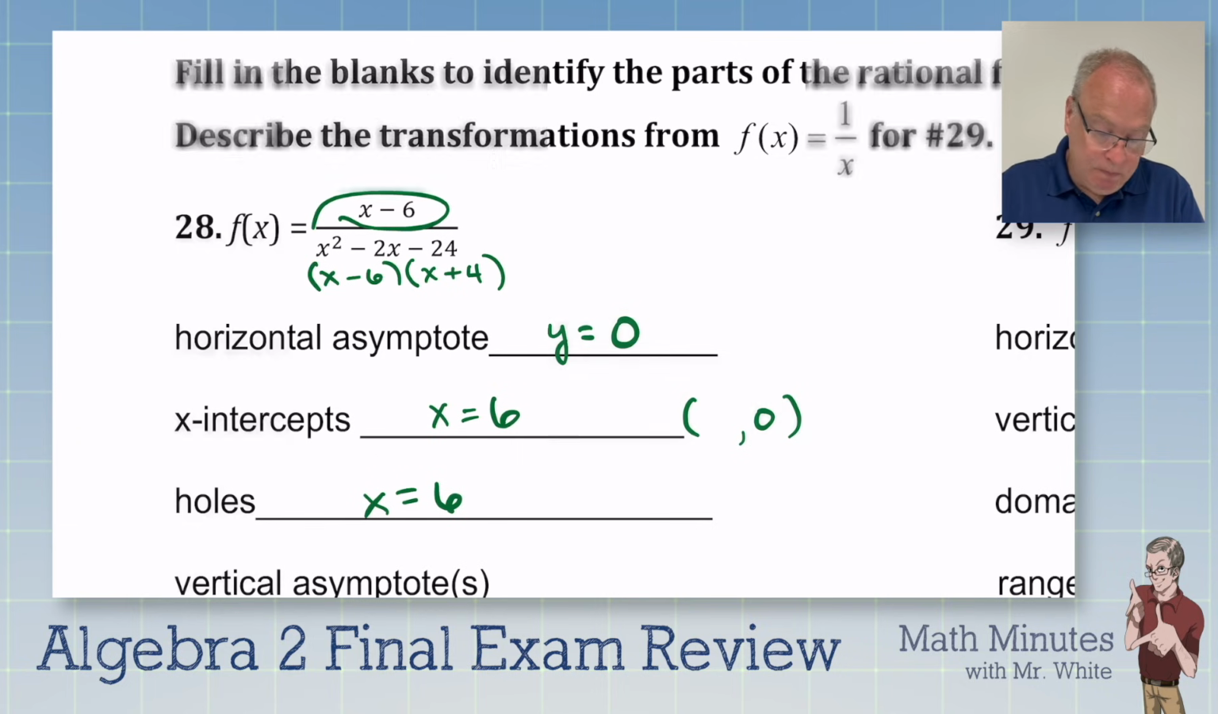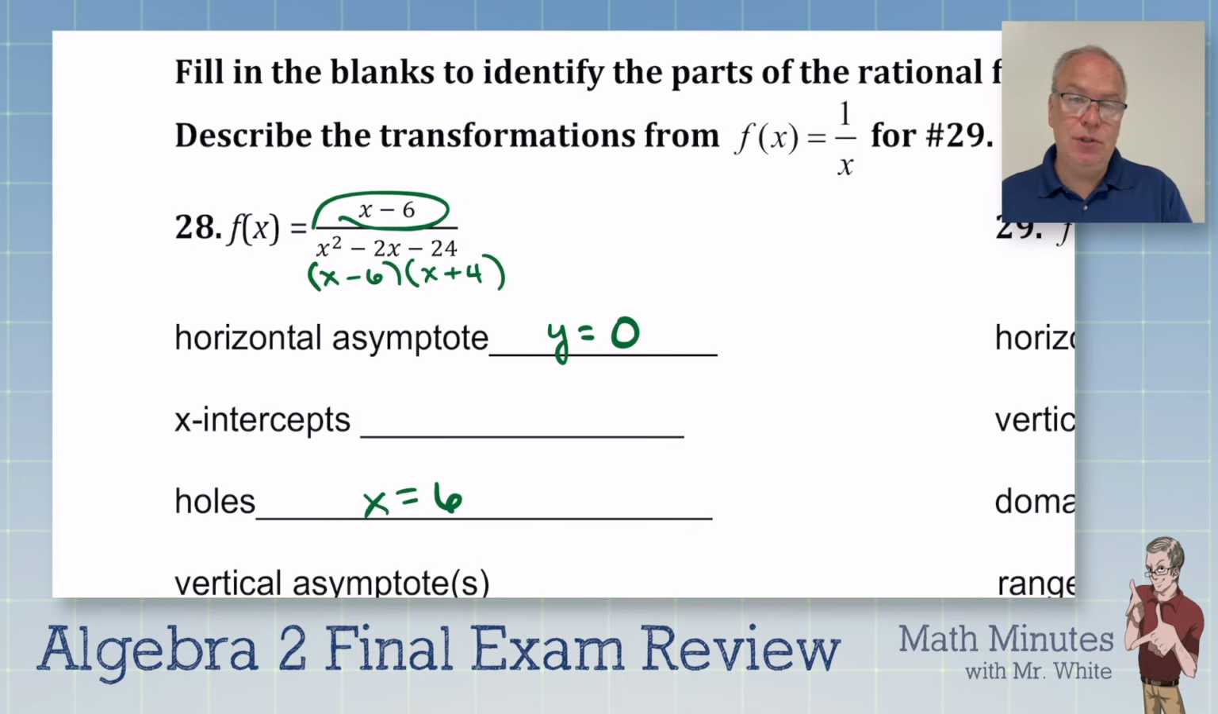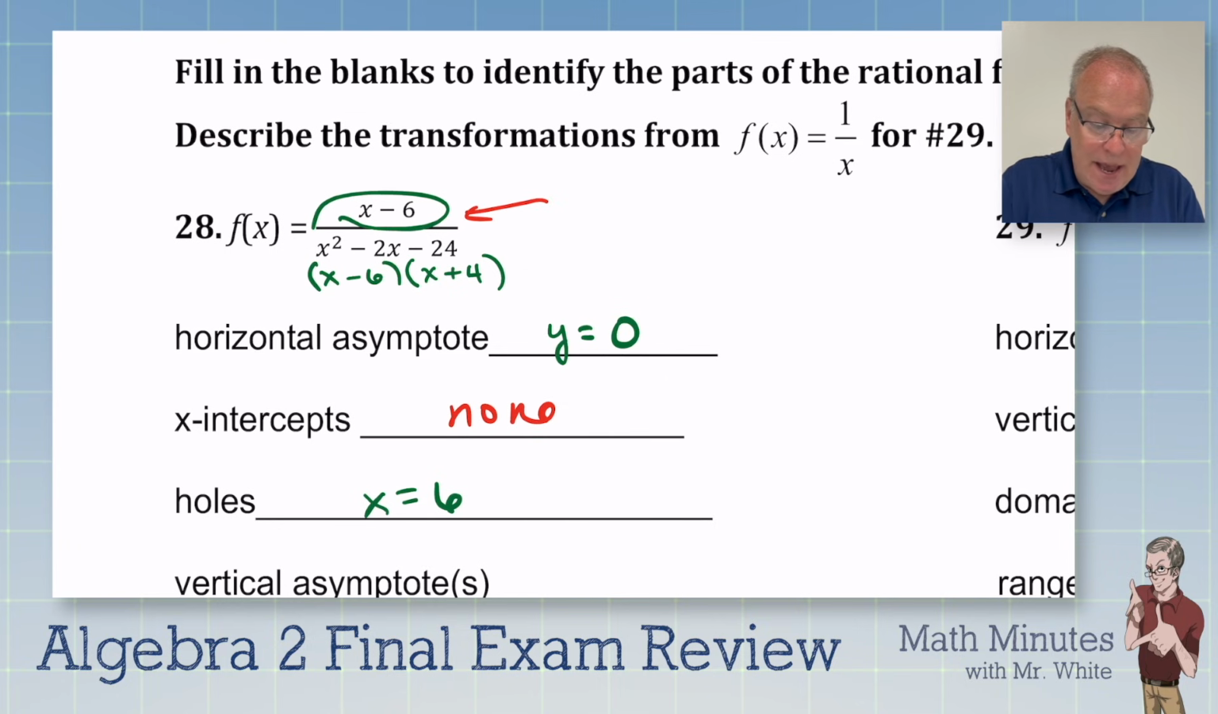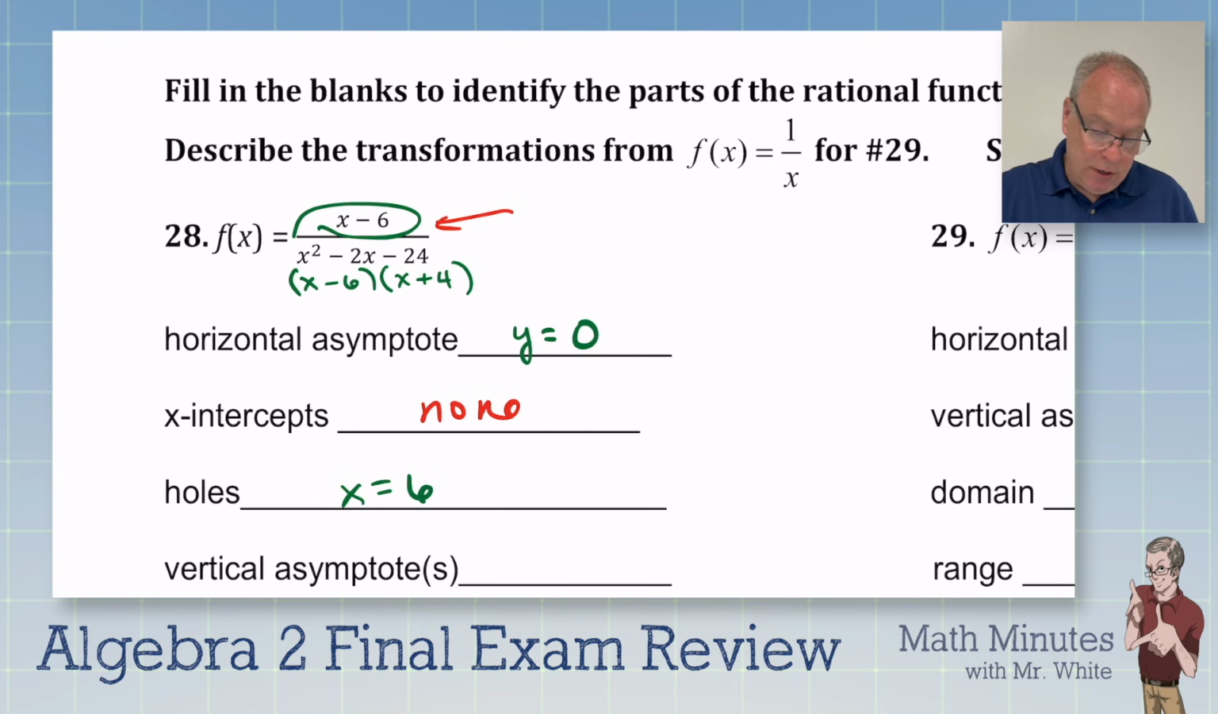So it's a hole. Since it's a hole, it can't be an x-intercept. The graph doesn't hit it there. The graph does not exist at x equals 6, so it can't be an x-intercept. So this is a trick question. This would be none. There aren't any values for x-intercepts.